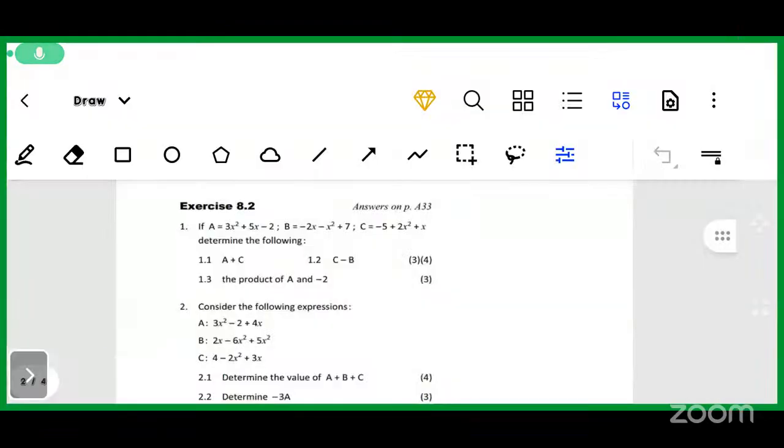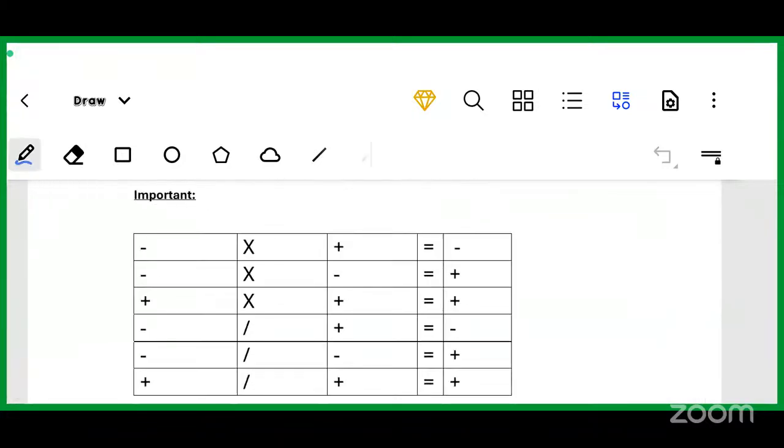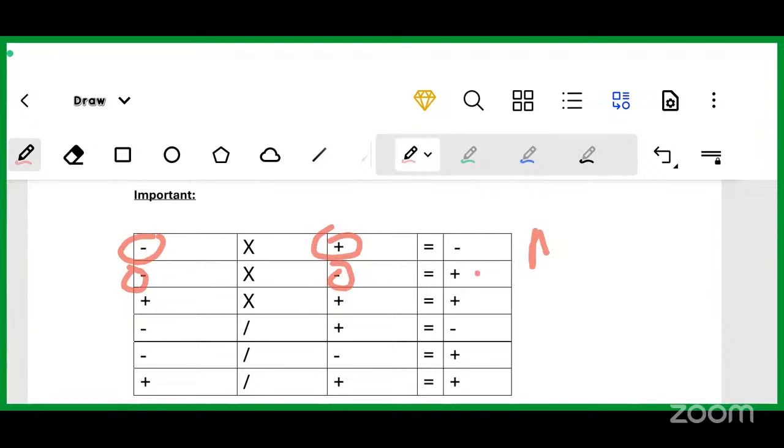Yes, there we go. What I'm going to firstly introduce to you is that when you're dealing with negative multiplied by positive, the answer is going to be negative. And when you're dealing with negative multiplied by negative, the answer is going to be positive. If you are dealing with a positive number multiplying with a positive number, the answer is still going to be positive.